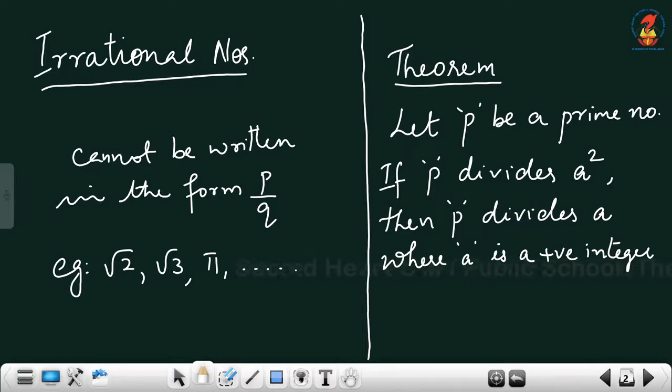Theorem: let p be a prime number. If p divides a square, then p divides a, where a is a positive integer.